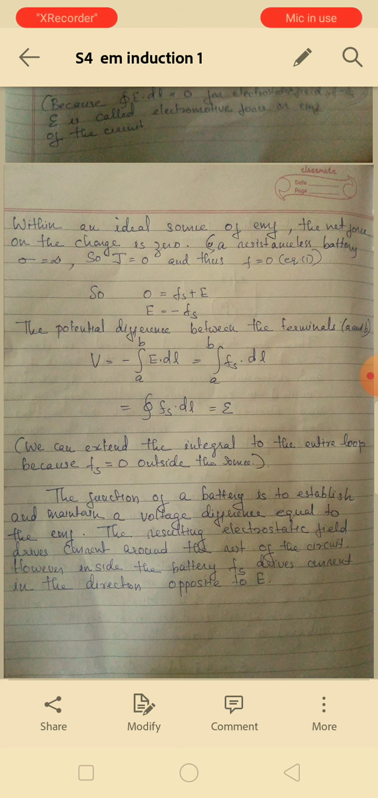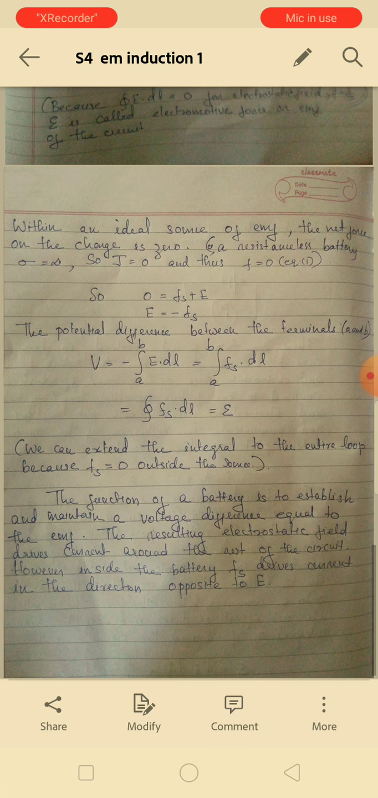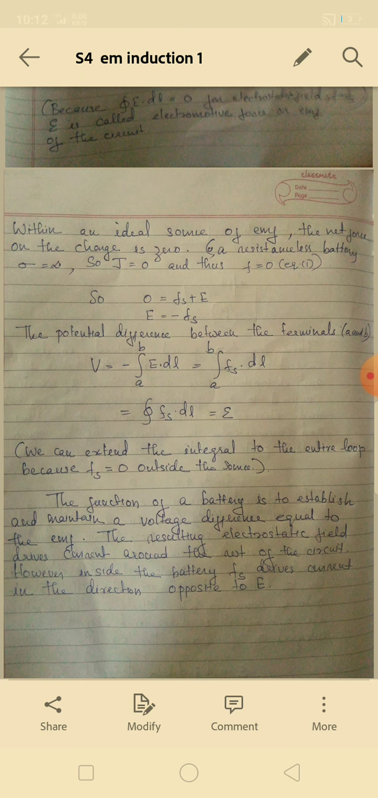Okay, so the function of a battery is to establish and maintain a voltage difference equal to EMF. So the resulting electrostatic field drives current around the rest of the circuit, but inside the battery the current will be in the direction opposite to the electric field.